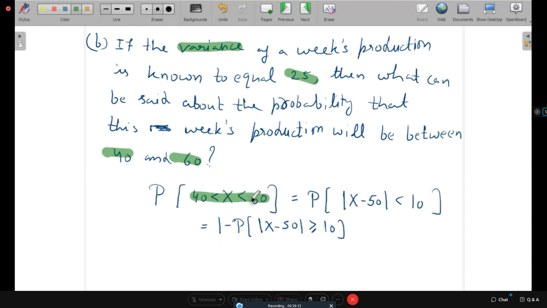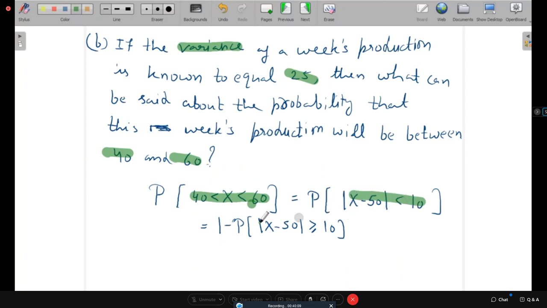You can rewrite this as follows. X lies between 40 and 60, so X minus 50 will lie between minus 10 and plus 10. There are various ways to do it, and I have written it in one of the ways. So it is mod of X minus 50 less than 10. Why have I chosen this 50 here? Because 50 is the mean. I am interested in applying Chebyshev's inequality, and Chebyshev's uses mod X minus mu x, where mu x is the mean. This is why here it is X minus 50. This is important. So mod of X minus 50 is less than 10.